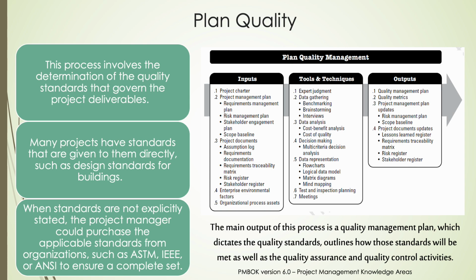Planning quality isn't just about drafting a document, it's about laying the foundation for project success. We start by gathering critical inputs, our project charter, management plans, and organizational knowledge. Then, using expert judgment, data analysis, and powerful techniques like benchmarking and flowcharting, we build a robust quality strategy. Every choice we make is backed by rigorous cost-benefit analysis, logical modeling, and real-world benchmarking. The output is more than paperwork, it's a living, breathing guide to delivering excellence. We develop a quality management plan, define clear metrics, and proactively update risk and stakeholder strategies.